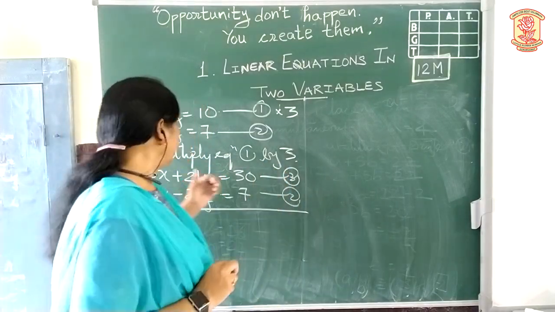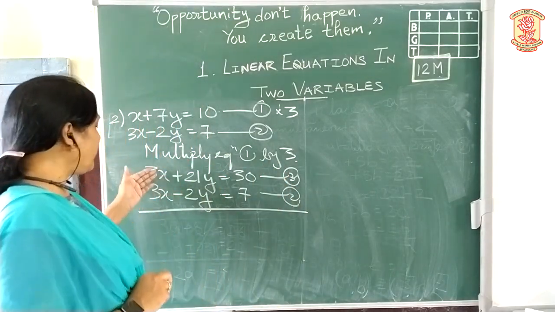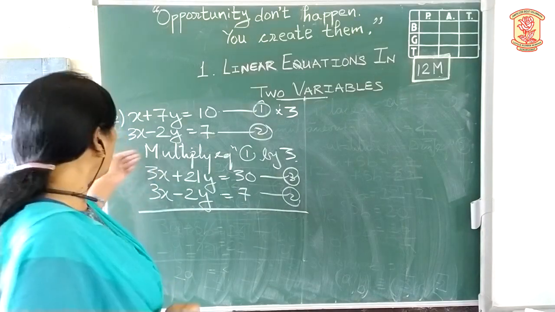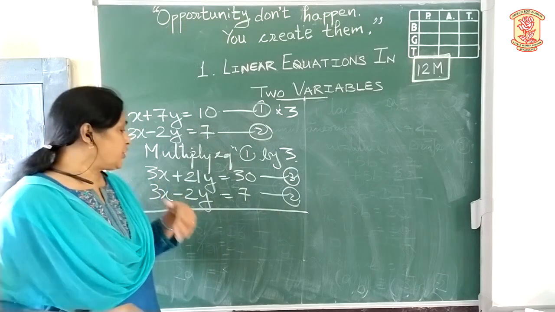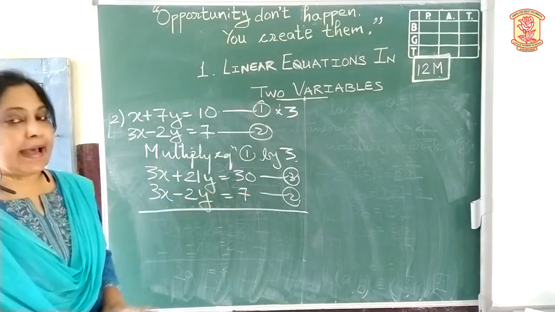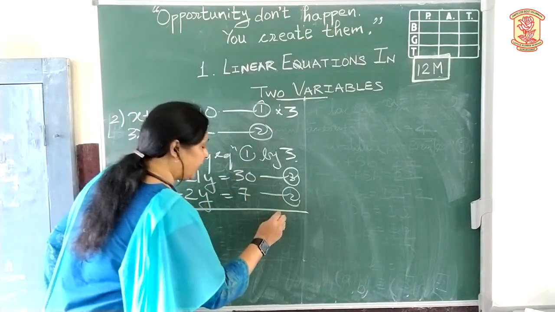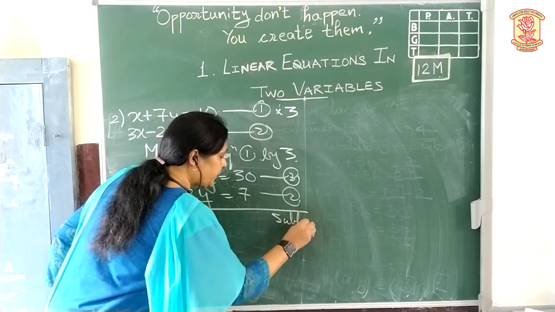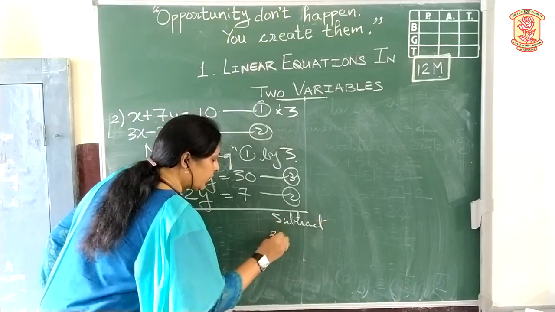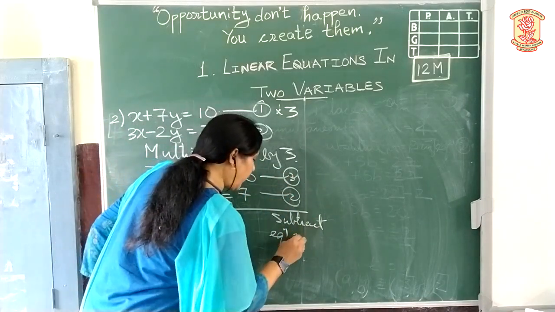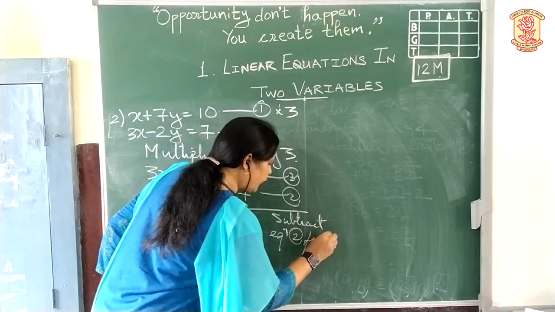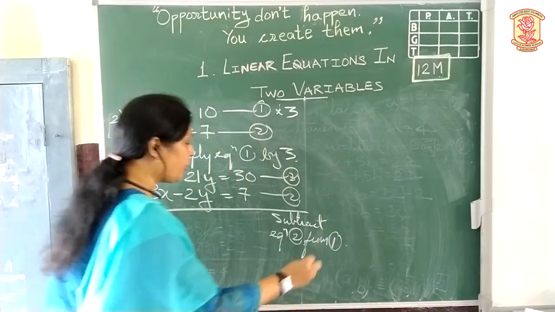Now we see that the coefficient of the variable x is the same, but the signs are also the same. We need opposite signs to eliminate the term, that is, to remove the term. So again we carry out subtraction. Always we have to subtract the lower equation from the upper one. Subtract equation 2 from third, sorry.